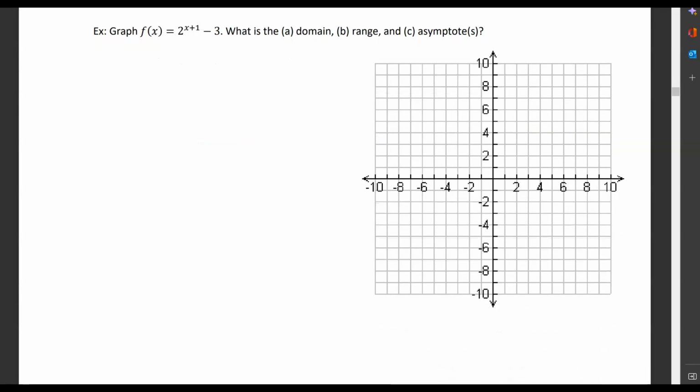All right, let's take a look at this one. Actually, try this one. Plot a couple points first, and then I'm going to go ahead and discuss it. So go ahead and start with x and f of x.